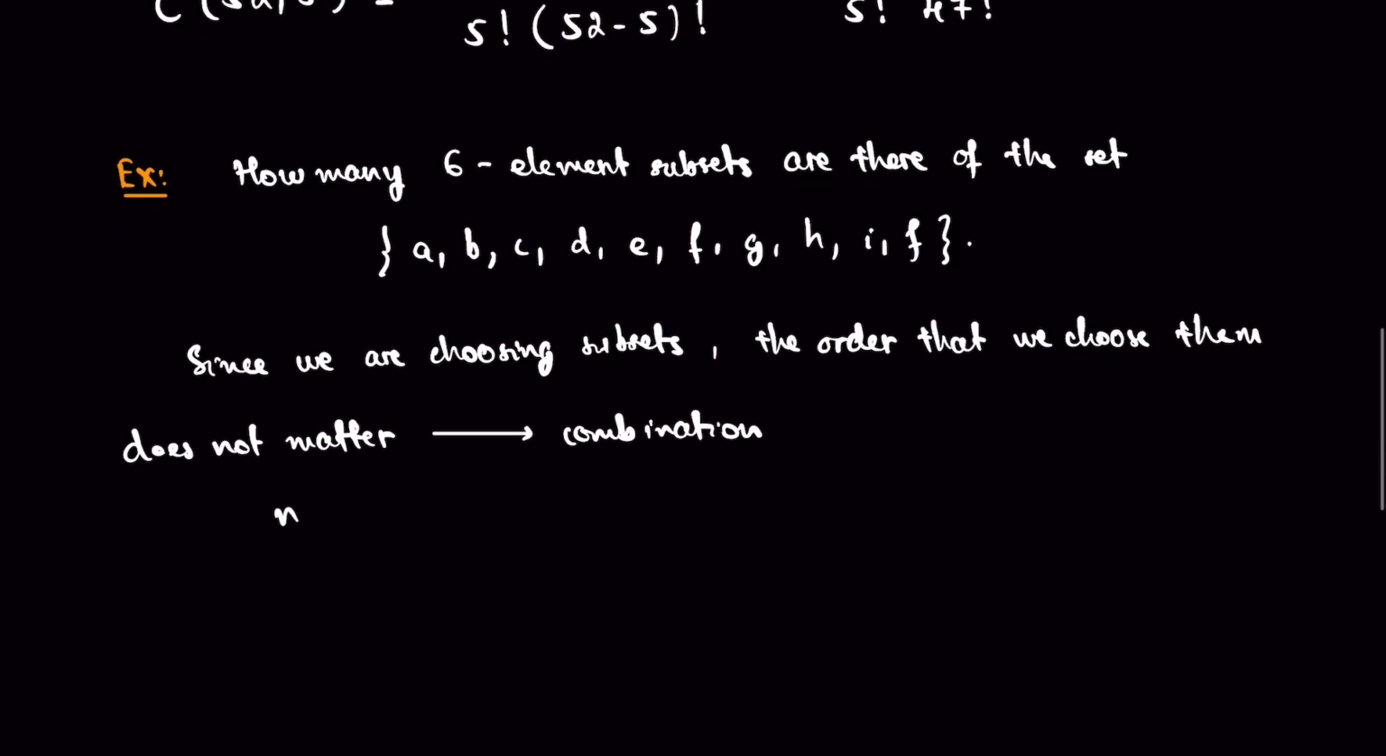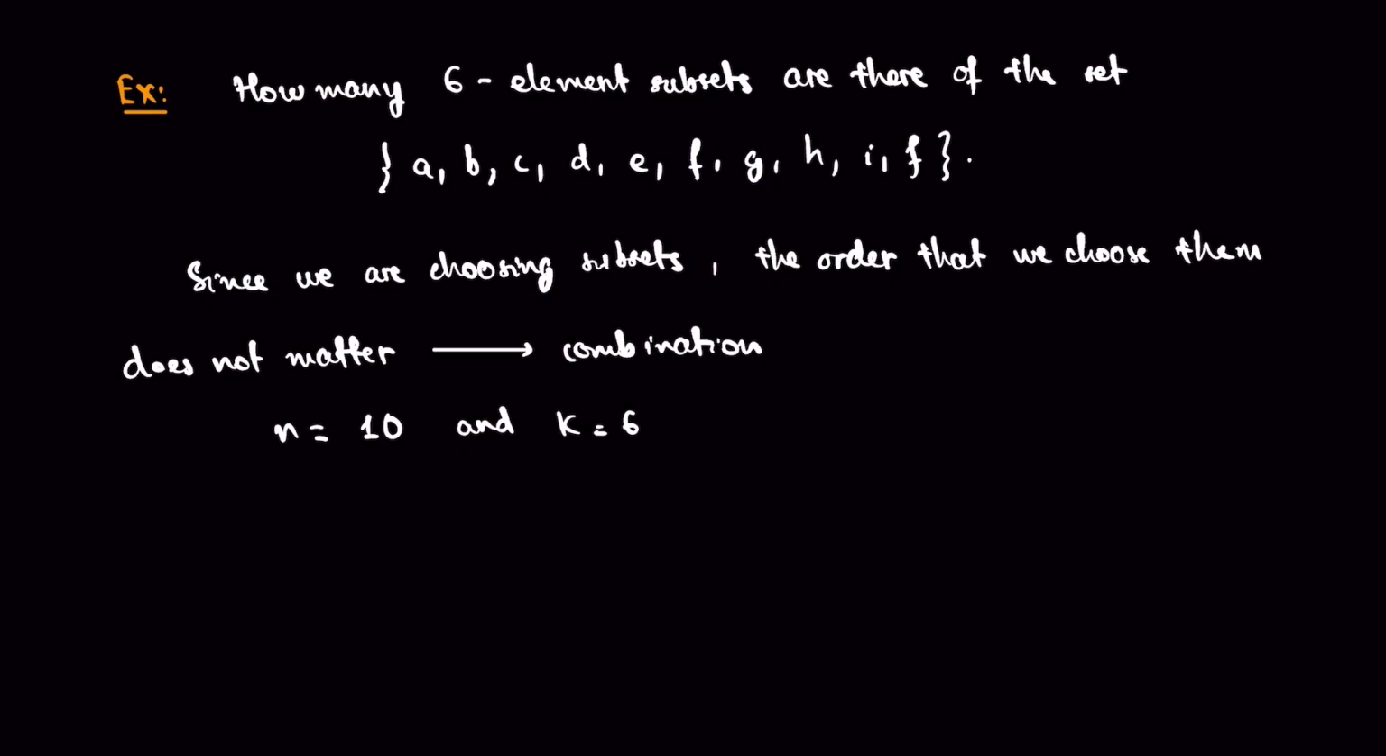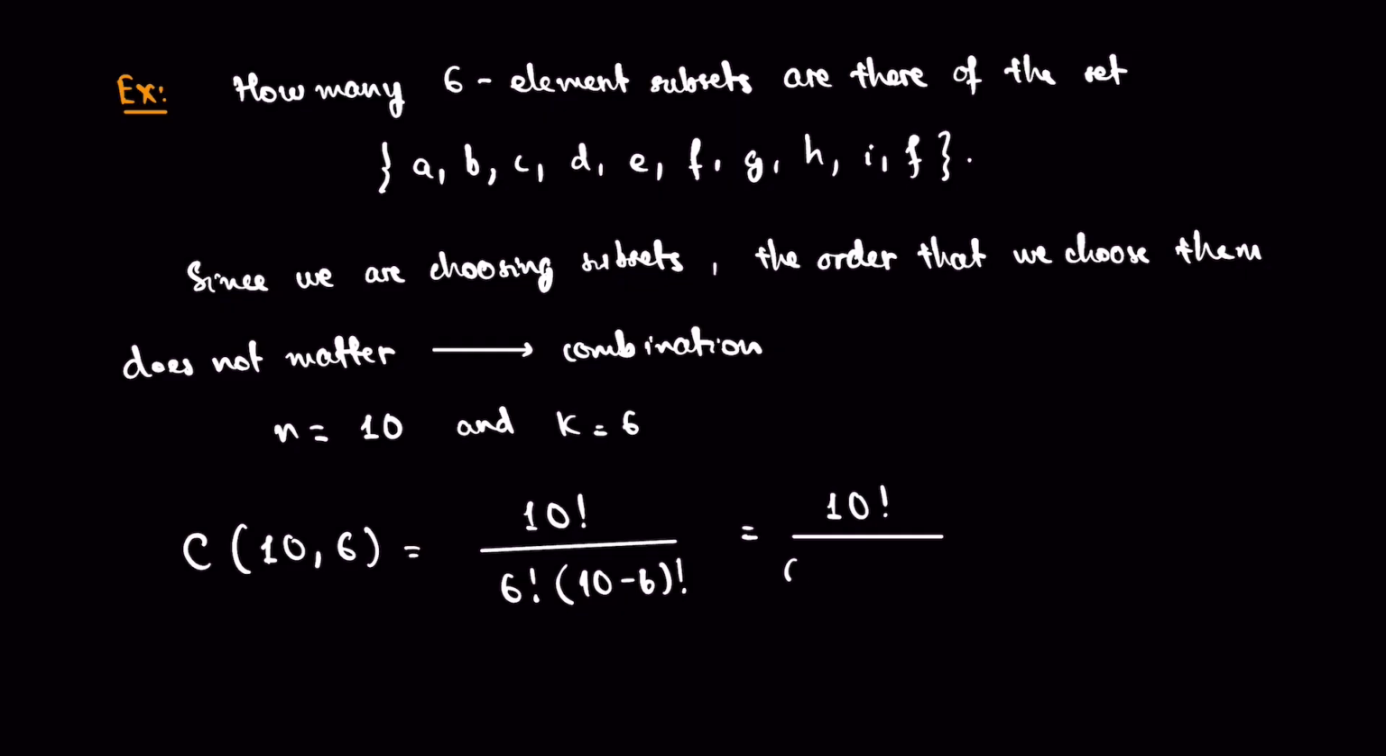So in this case, n is equal to 10 because there are 10 elements in the set. And k is equal to 6 because we want to find out how many 6-element subsets we're going to get. And this problem relates to combinations, so the setup is C(10, 6). This is equal to 10 factorial divided by 6 factorial times (10 minus 6) factorial. Well, this is 10 factorial divided by 6 factorial times 4 factorial. And if you plug this into a calculator, you're going to get 210 6-element subsets.